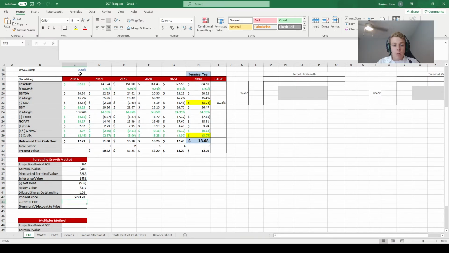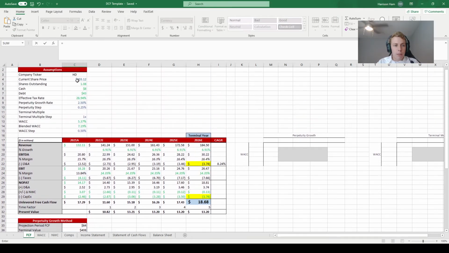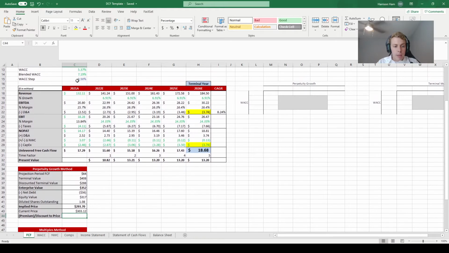So now we want to compare the implied price to Home Depot's current price. And to do that, we first need to reference the current price up here in the assumptions. And then we can calculate the premium slash discount by taking the implied price, dividing it by the current price, and subtracting 1. And then we get that Home Depot is currently trading at a premium of around 3%, which implies that it's overvalued by about 3% according to our implied price.